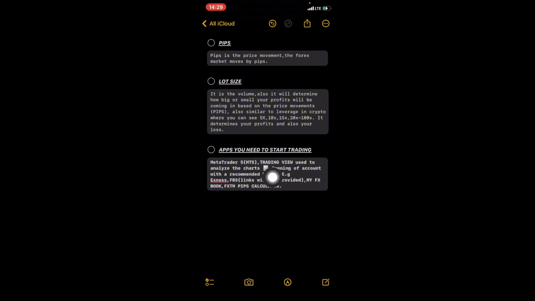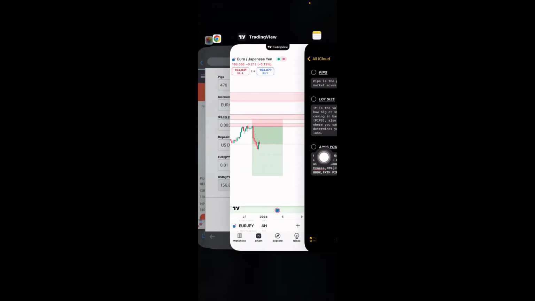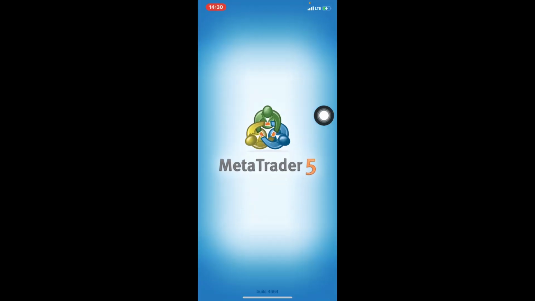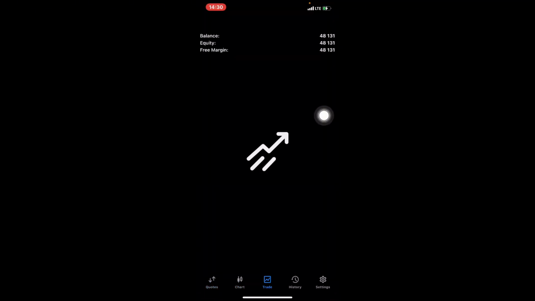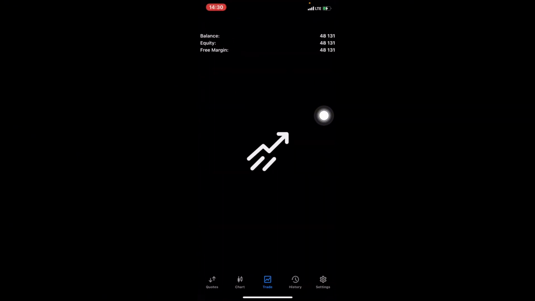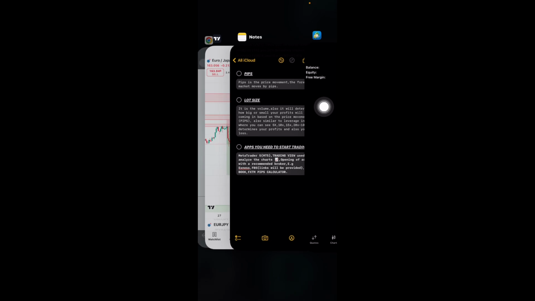Then, like I said, TradingView that I just showed you guys now is used to analyze the chart. Then we have our MetaTrader 5 that I just told you about. This MetaTrader is what we use to place trades. Just stick to the end of this course and you'll see how you place trades, how to book profit and break even, and how to move this thing. So basically, just stick to the end of the course and you'll be enlightened.